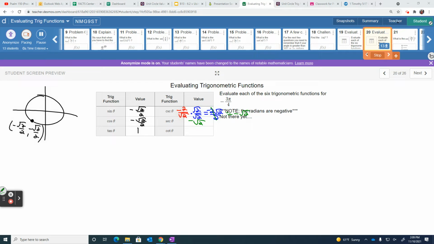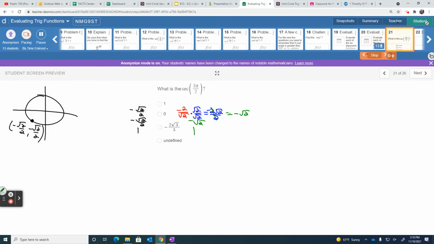And then what does cotangent become? What happens when you flip 1? It's just 1. You just flip tangent.